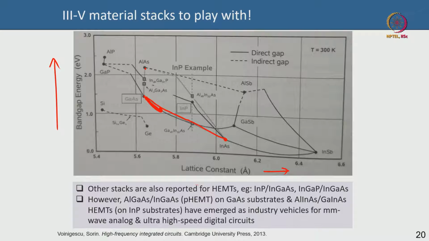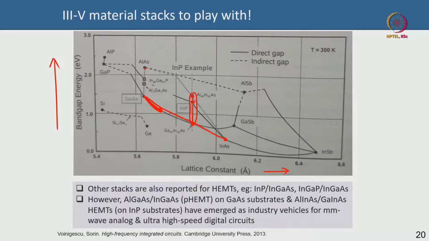And as I told you, this is aluminum indium arsenide, 48-52%, which is perfectly lattice matched to indium phosphide, which is perfectly lattice matched to indium gallium arsenide with 53% indium and 47% gallium. This is the indium phosphide HEMT architecture, which is perfectly lattice matched.